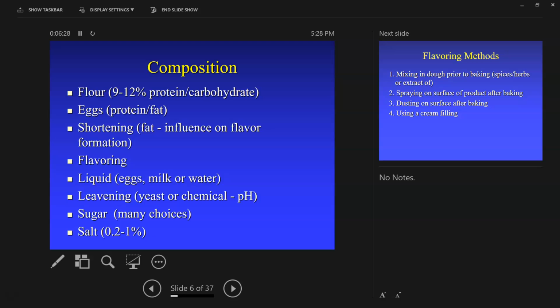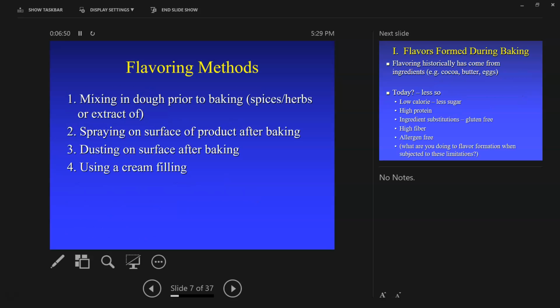Leavening is going to change our pH. Now my flavor has to be soluble and stable under the pH if it's a chemically leavened product, right? And so that's going to change our environment a great deal and change reactivity. So sugar in many products, and of course salt. So again, when we design the flavor, we've got to think about what our composition is and, of course, what our thermal process is.